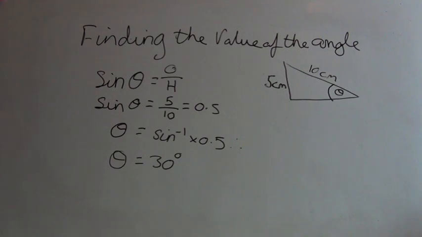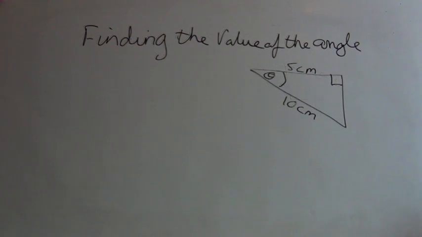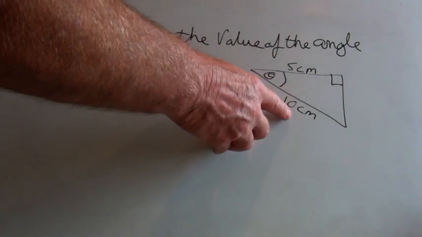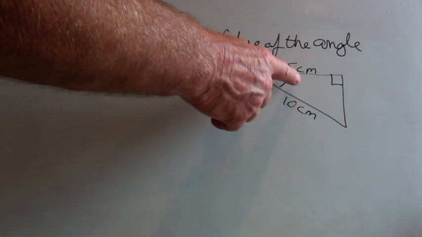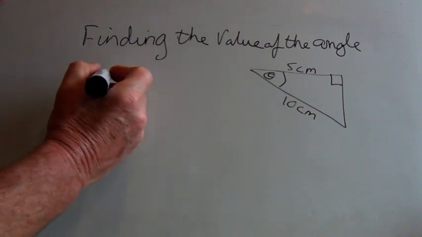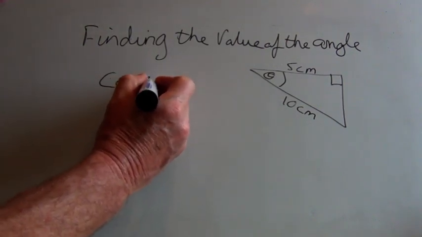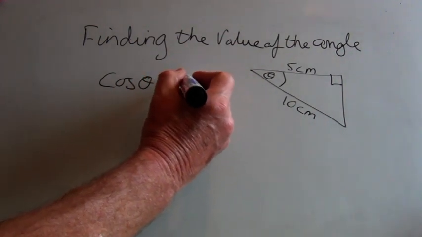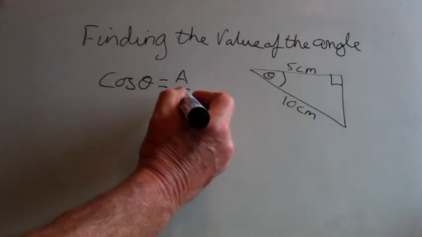Okay, so let's have a look at another example. In this example again, we're not given theta, but we're given the hypotenuse, which equals 10, and we're given the adjacent, which equals 5. This time I'm going to use the cosine function. So cos theta equals adjacent over hypotenuse.